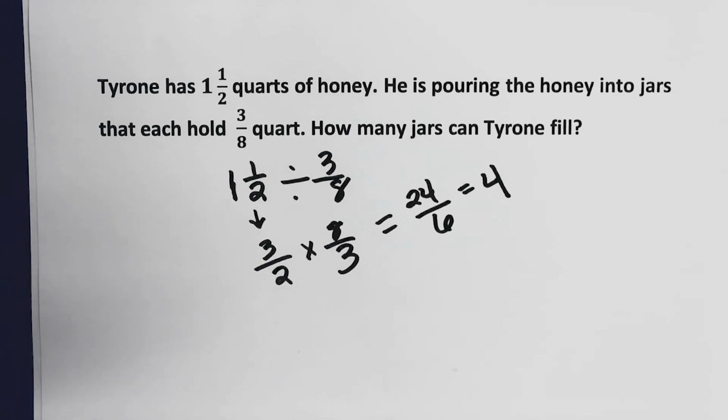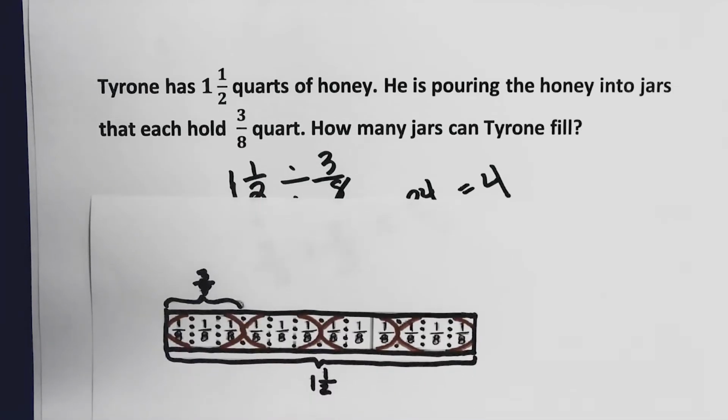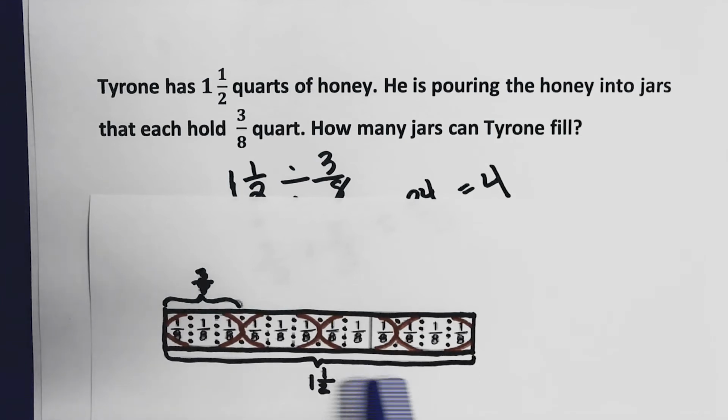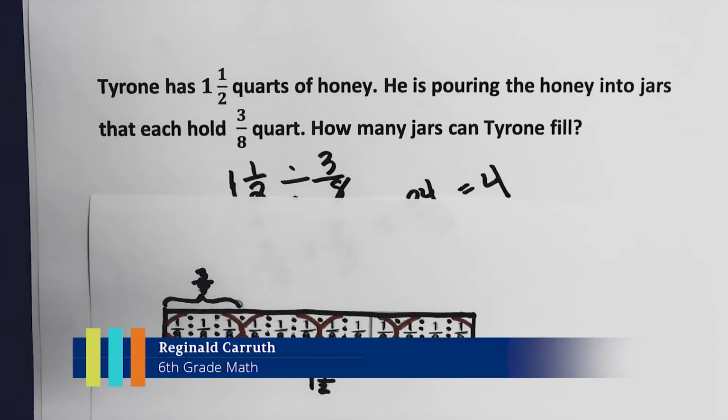I want you to take a minute and try to create a model that goes with this problem. All right, so one of the models that you could have drawn for this problem could look like this. This shows my 1.5 and I'm dividing into 3/8, and that gives me my 4 jars of honey. Good job. In these problems, we were trying to use what we already know about dividing fractions with models to connect to how we can now multiply using the reciprocal.